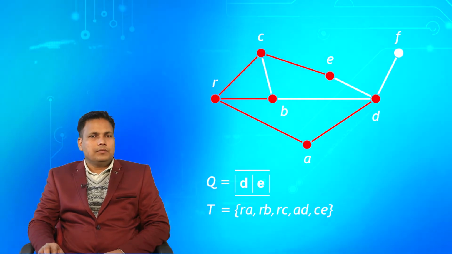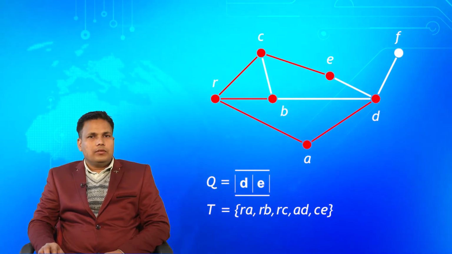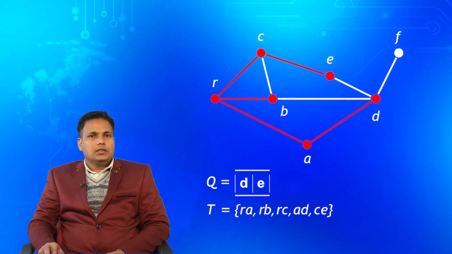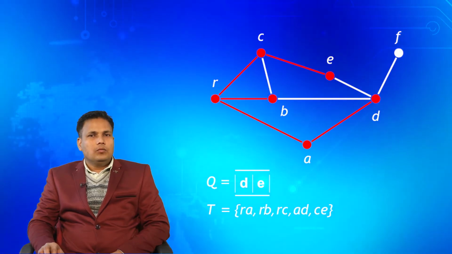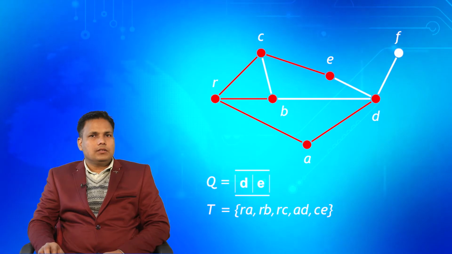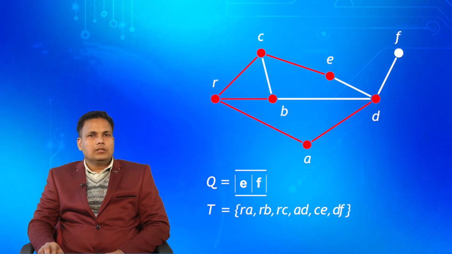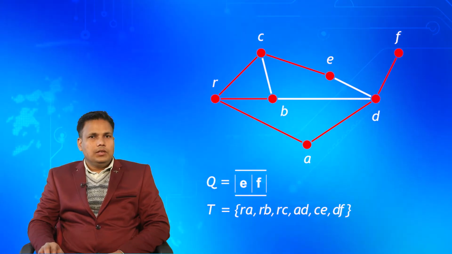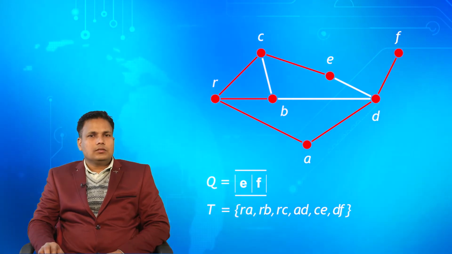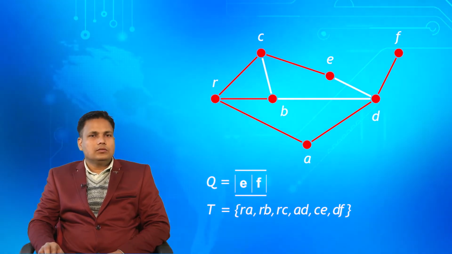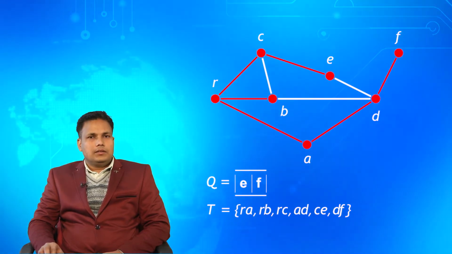So, now we remove the first vertex of Q, which is now D, and now from D we shall visit the unvisited neighbors of D. So, there is only one unvisited neighbor of D, which is as you can see in the graph, F, right. So, we visit F. So, we remove D from Q and append F to Q. Okay. And the edge DF is added to T.